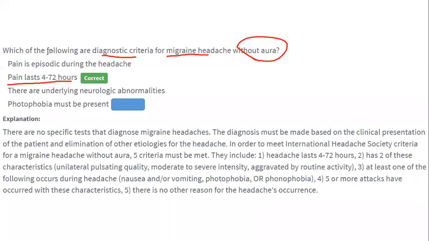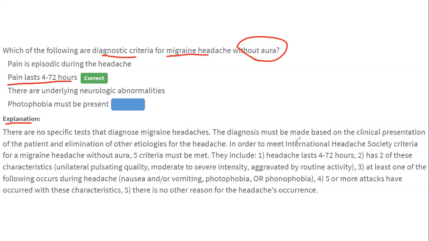The rest of the three are criteria for migraine with aura, meaning the pain is episodic during the headache, there may be underlying neurological abnormalities, or photophobia must be present. But if the patient does not have aura, we see the pain can last 4 to 72 hours. What is the explanation? There are no specific tests that diagnose migraine headache. The diagnosis must be made based on the clinical presentation of the patient and elimination of other etiologies for the headache.